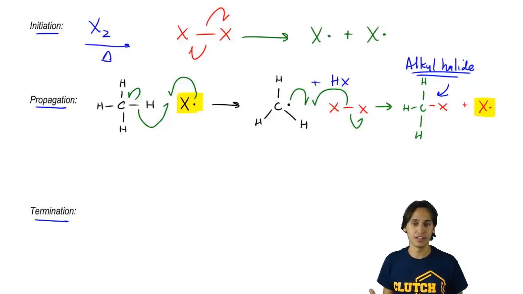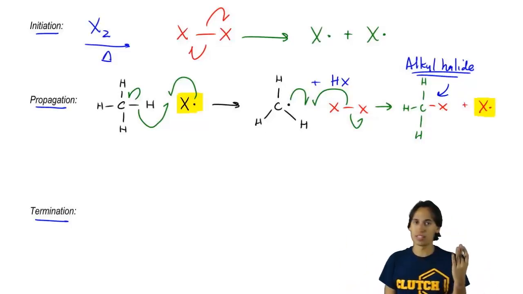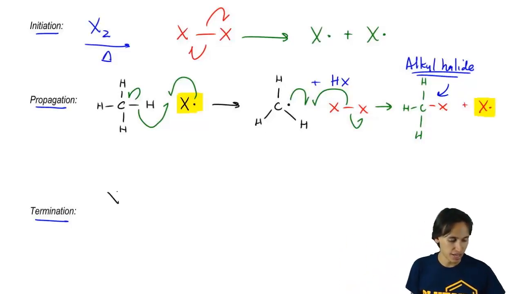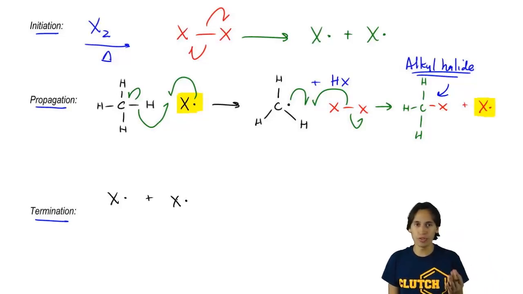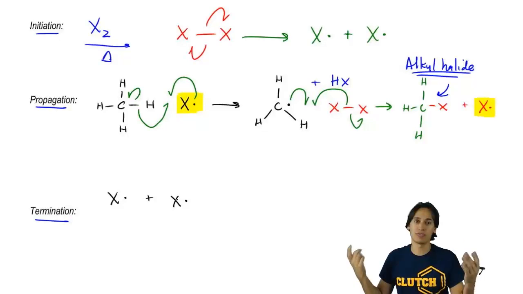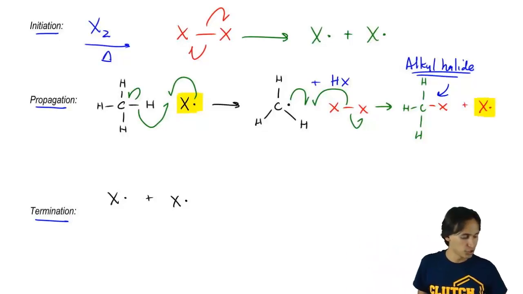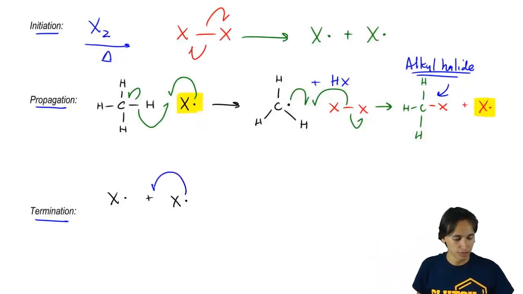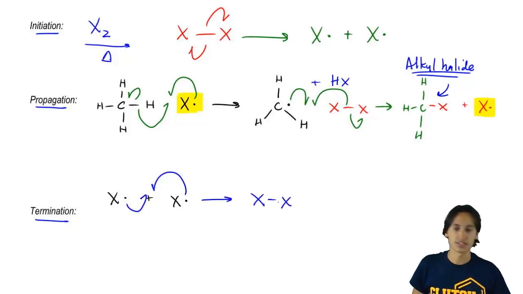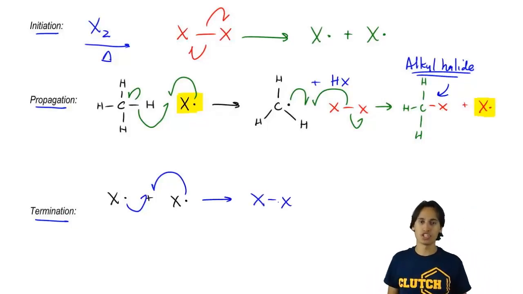Okay? So in my termination phase, what I do is I look at all the different possibilities of radicals that could have collided. So the easiest radicals to think of that could have collided are just X plus X, right? Because these are being formed in high amounts. What happens if they hit each other? Well, I would just wind up getting the same thing all over again. I would do this, I would do that, and I would get XX. Okay, so that's one termination product.